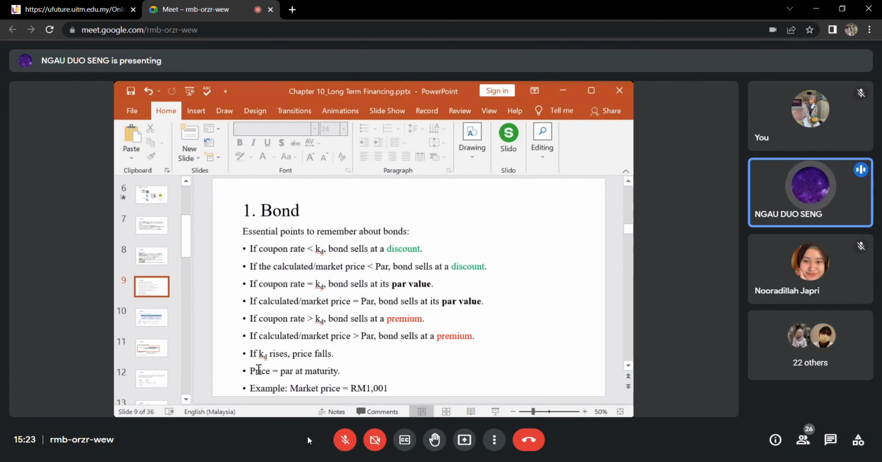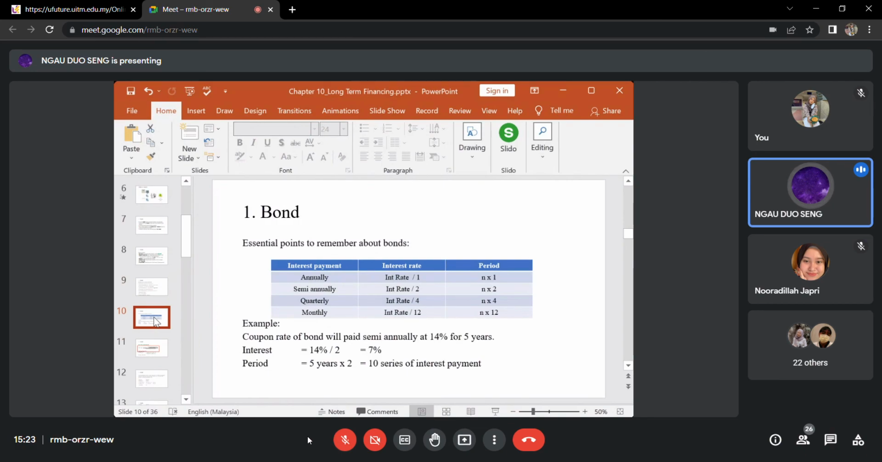So when price equal to market par at maturity, so example market price is 1001, this one adalah selling at premium. Right, this one is more than 1000, right? So it is selling at premium, which is market price is greater than par, 1001 greater than 1000. Right, or the kesimpulan, this one.